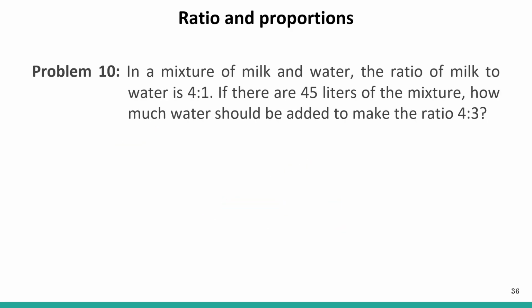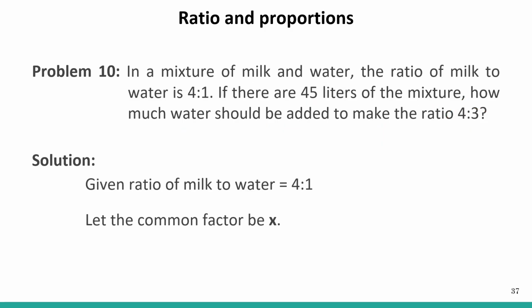So let's see problem number 10. In a mixture of milk and water, the ratio of milk to water is 4:1. If there are 45 liters of mixture, how much water should be added to make the ratio 4:3? So what we are doing here is mixing milk and water in the ratio 4:3.